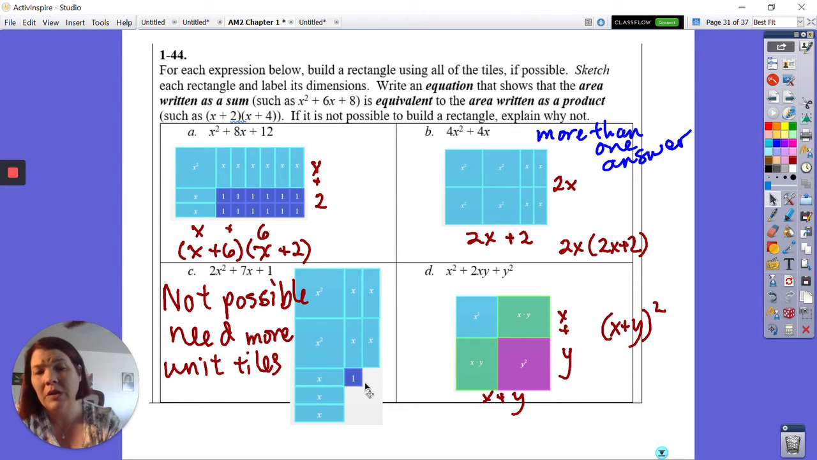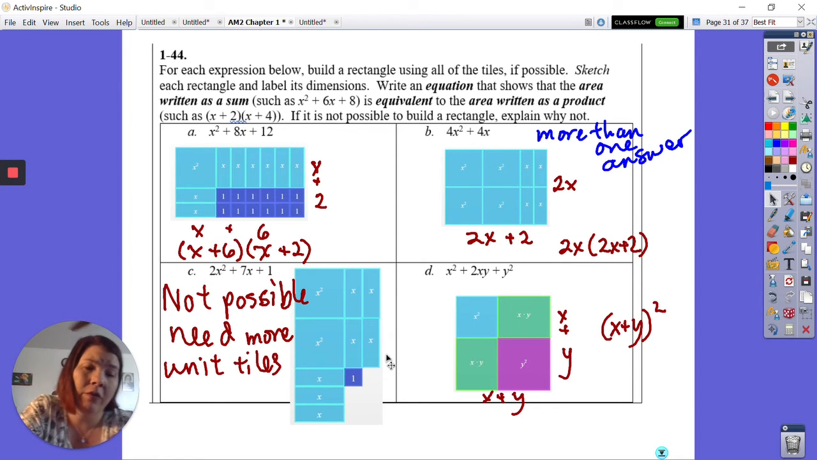C was not possible. We need more ones. Like this is the picture I drew. I tried to arrange it all different ways. There just are not enough unit tiles. I need 5 more. Another one I might have needed because I tried one with them all on a line because that seemed like it might work. I just needed more ones. There's just no way. D is fine. I've got x plus y times x plus y, or x plus y squared. So there's my picture. So the only one that was not possible was C. So I hope you were able to come up with those answers. Let's take a look at the next problem.